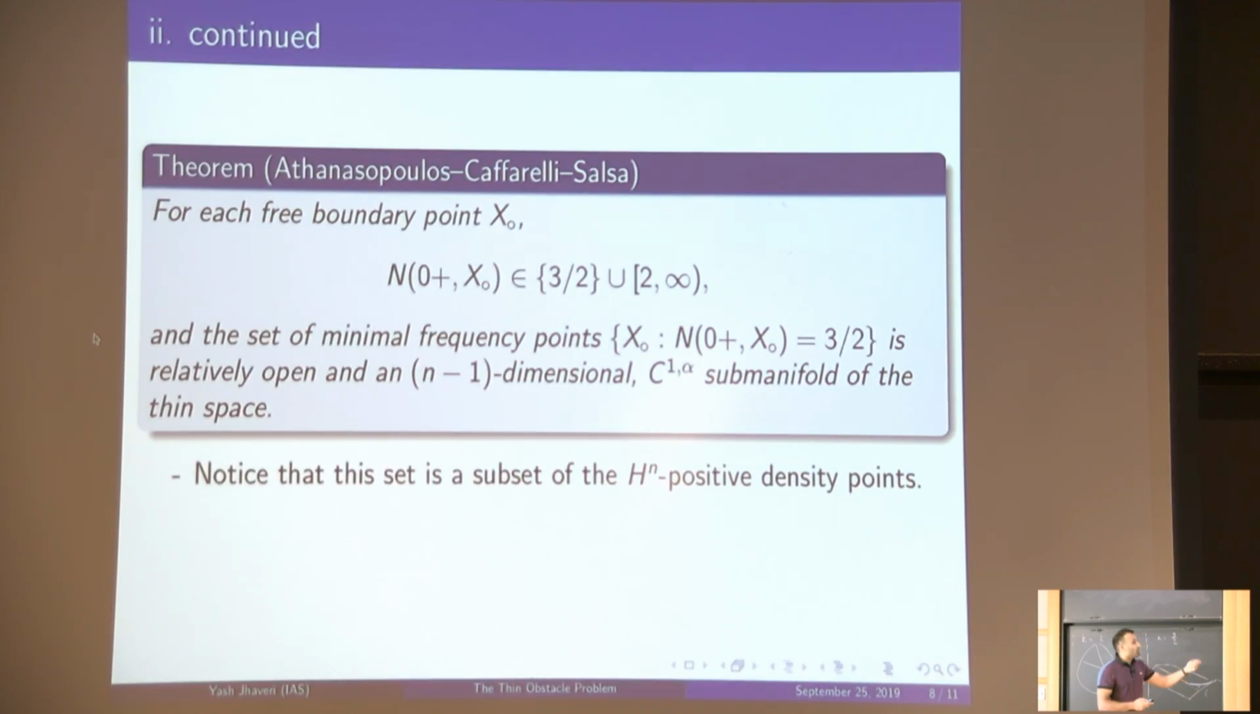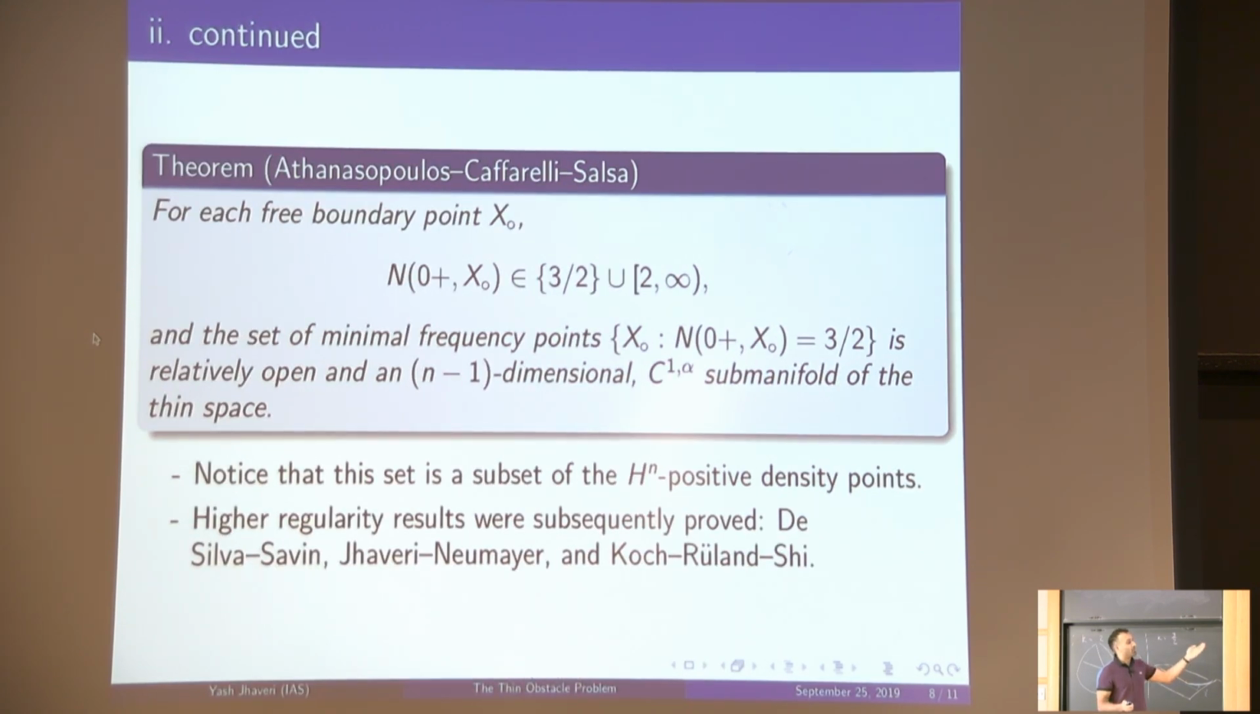And then you notice that this is a subset of the positive density points, because these are all half density. But we don't know if it's everything. And then you might ask, what about higher regularity? I said a C^{1,α} submanifold, but maybe you expect that this submanifold should be more regular based on the regularity of my obstacle. And it turns out that that's true, and this was proved first by De Silva and Savin in the case when the obstacle is 0. They were able to prove that the free boundary is smooth at these sorts of points. And then I and a collaborator extended that to non-zero obstacles, along with another team, Cook, Ruland, and Shi.